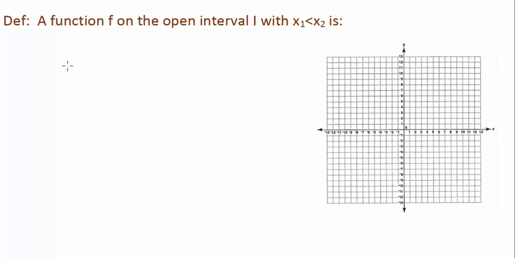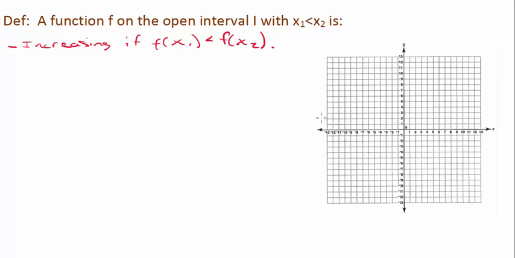Now we're going to discuss whether a function is increasing, decreasing, or constant. And to do this, I set up the beginning of our definition. It says a function f on the open interval I with x sub 1 being less than x sub 2 is, and there are 3 different situations. So the first one that I'm going to define is increasing. So it is increasing if f of x sub 1 is less than f of x sub 2.